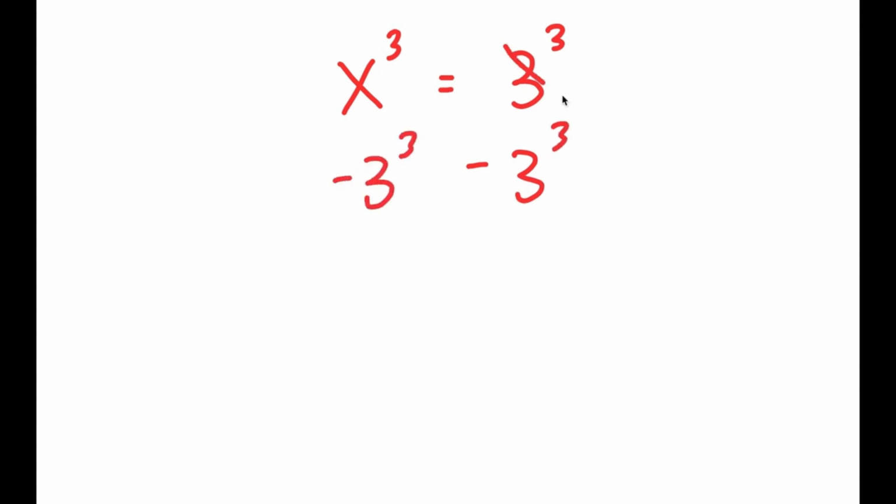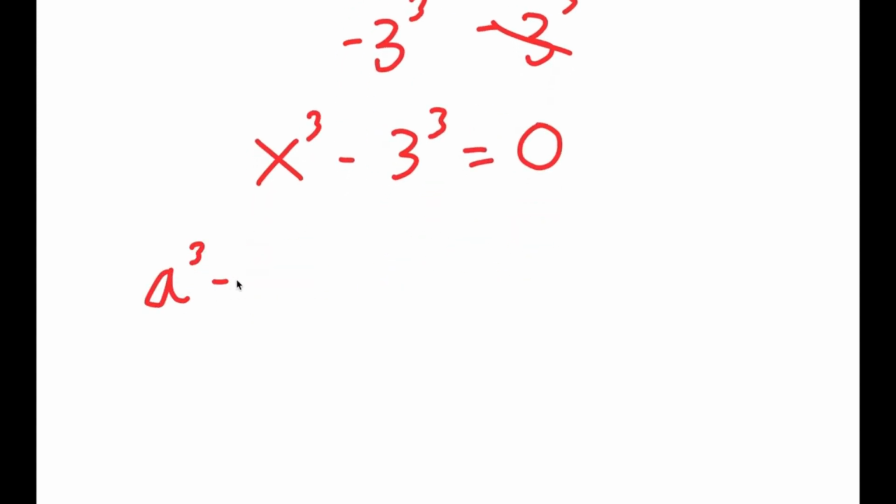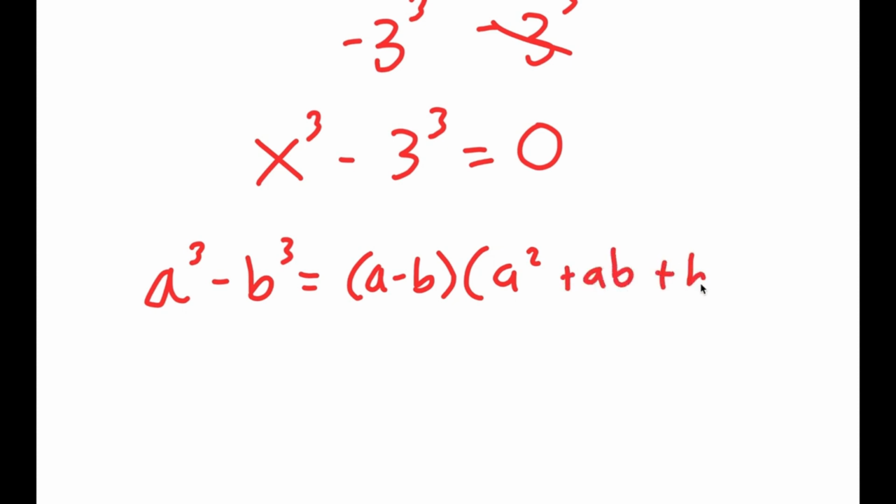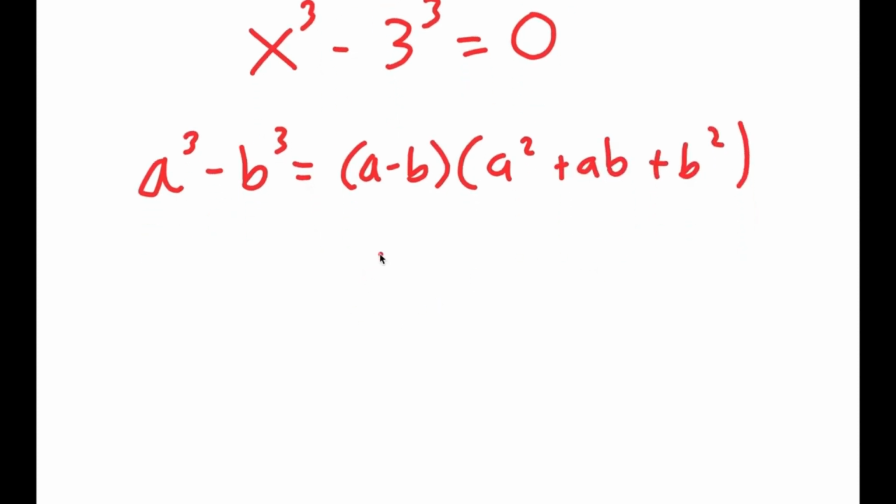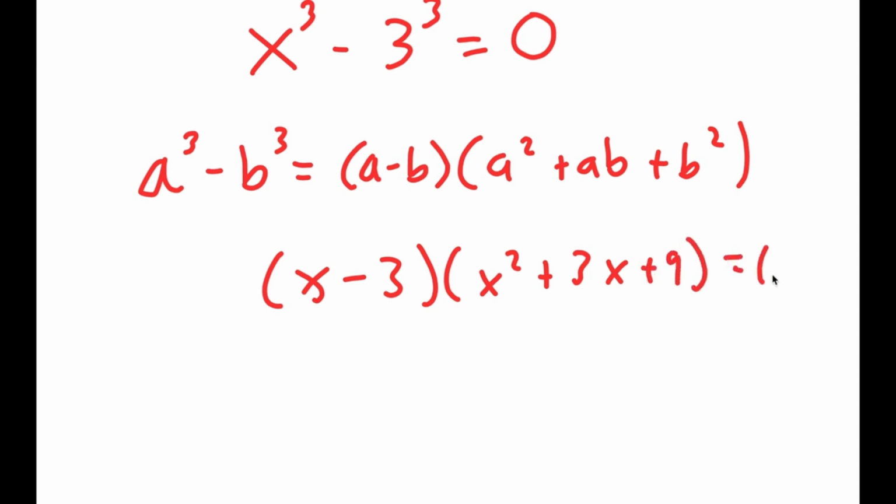Alright, so in this video, I'm solving the equation x to the power of 3 is equal to 3 to the power of 3. So to solve this, I'm going to first start by subtracting 3 to the power of 3 on both sides. So now I get x to the power of 3 minus 3 to the power of 3 is equal to 0. Now from here, if I have something in the form a to the power of 3 minus b to the power of 3, this is equal to a minus b times a squared plus ab plus b squared. So this turns into x minus 3 times x squared plus 3x plus 9 is equal to 0.